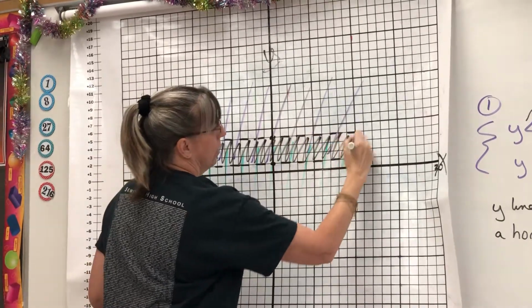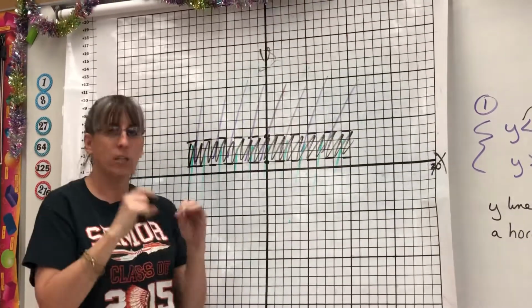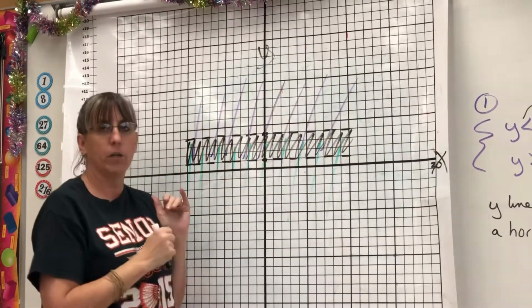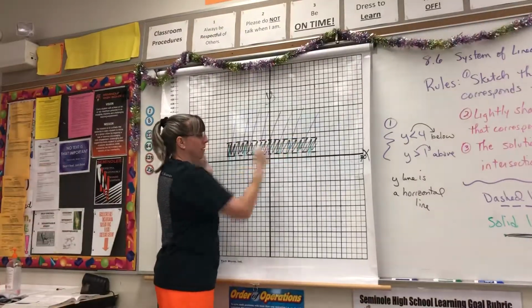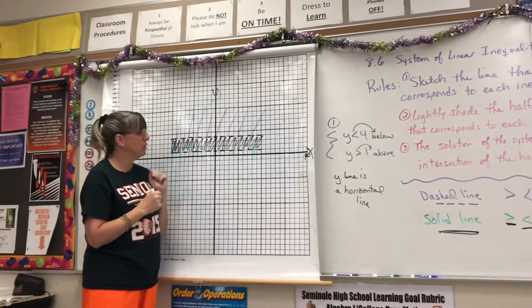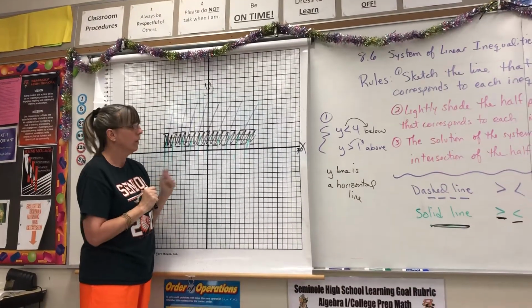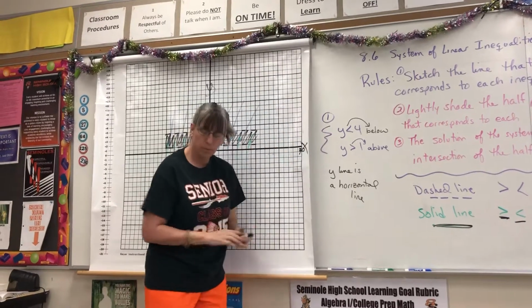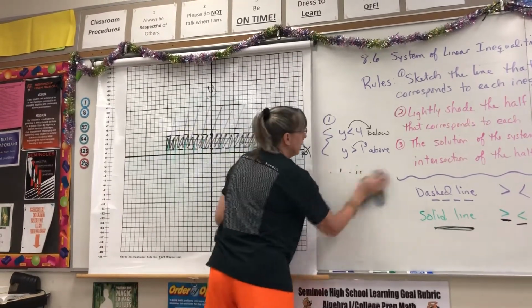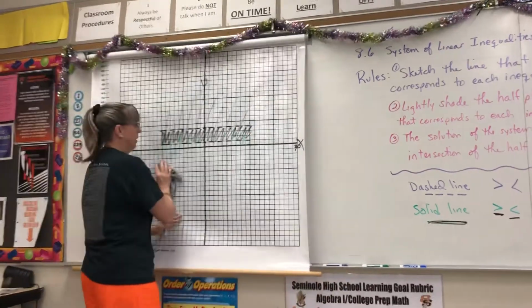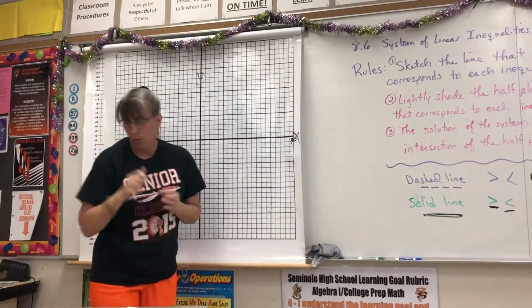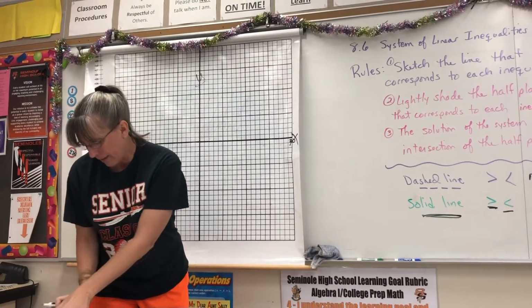These are your solutions. Remember, it is not just an ordered pair, it is a set of ordered pairs. It is a plane, okay? So there are more than one solution here when you're shading. These are horizontal lines, okay? Let's go to vertical. Vertical would be X lines.